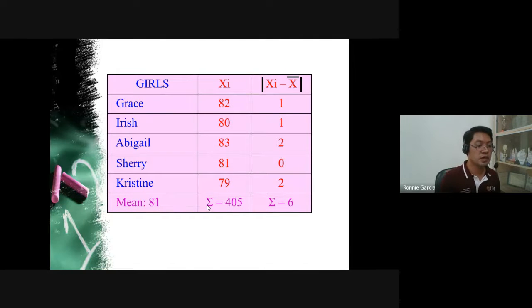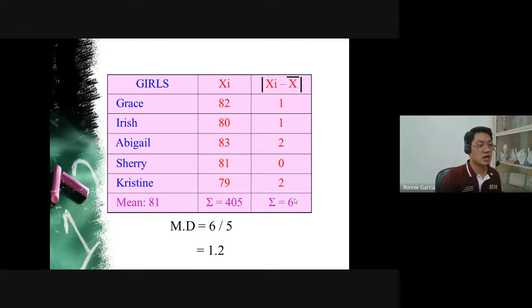Now, compute for the girls. I will give you time to compute, and if you have the answer, please send your answer to our chat box. So there is no need to compute for the mean, kay gihatag naman dinhi ang mean, 81, the same siya sa boys. The deviation is also here. Minus lang nimo 82 minus 81, 80 minus 81, then don't forget absolute value siya, so positive tanan. And then divided by the number of observation. Very good. The first one to give the correct answer is Mr. Handumon. Handumon, you got the correct answer.